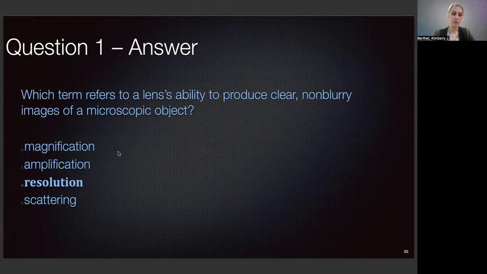The answer for question 1 is resolution. Resolution is the term that refers to a lens's ability to produce clear, non-blurry images of a microscopic object. So again, resolution is defining 2 points from one another, whether they look blurry or whether they look separate and isolated.